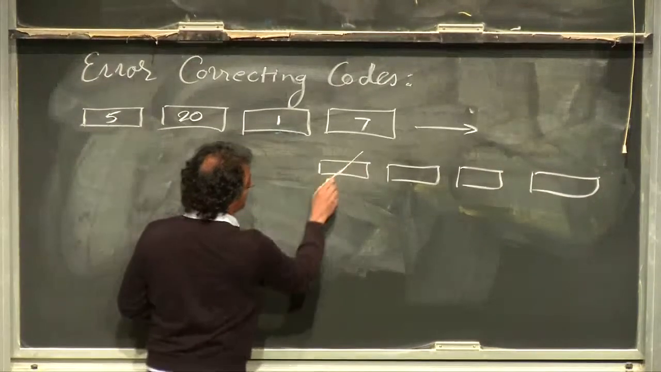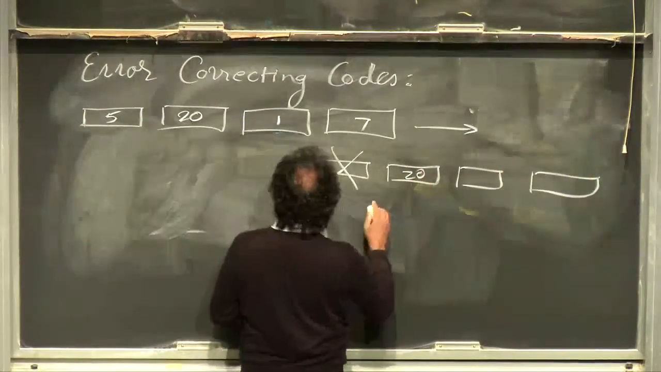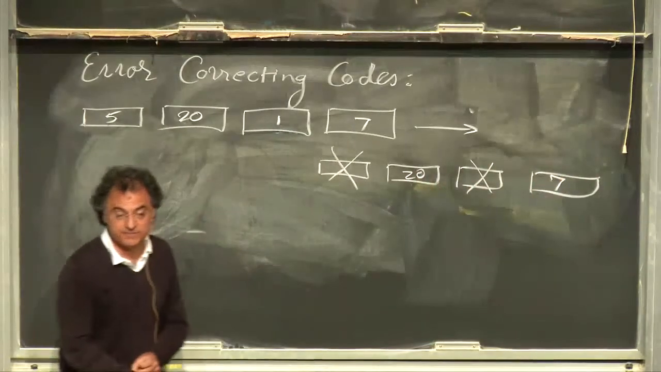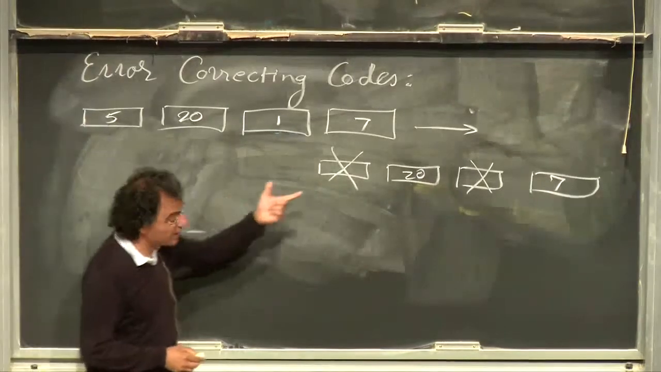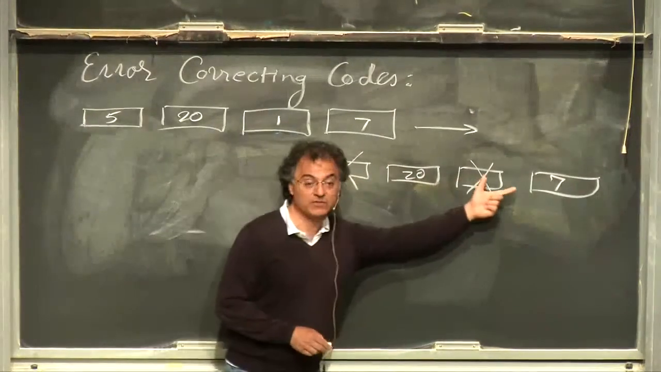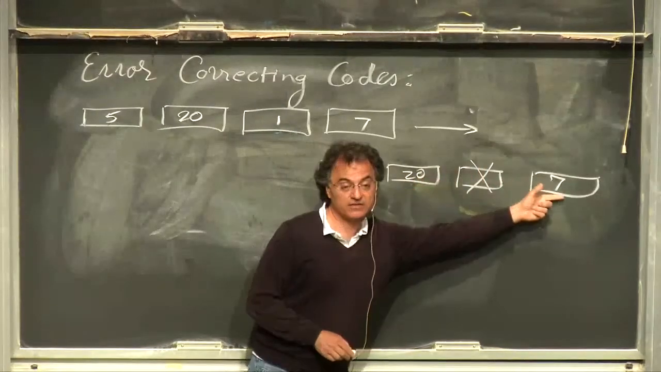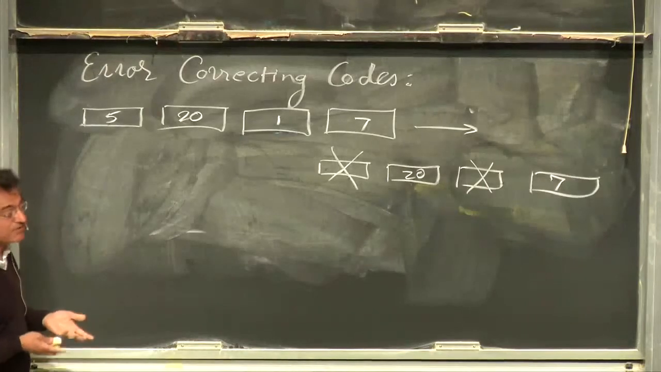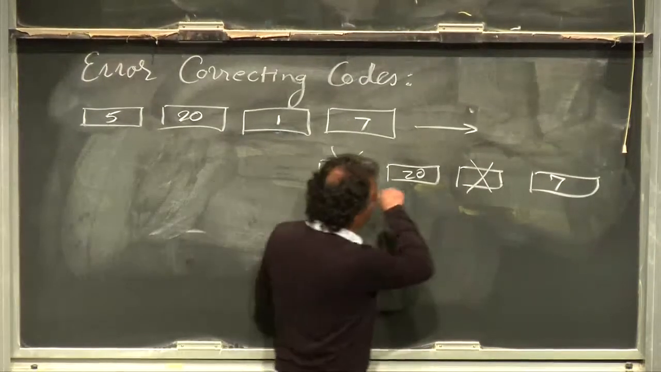Maybe the first one got lost, the second one actually arrived, the third one got lost, and the fourth one arrives. Okay, but because these packets have identity, they have header information. You know exactly that the first one and the third one got lost in transmission, and the second and fourth arrived.